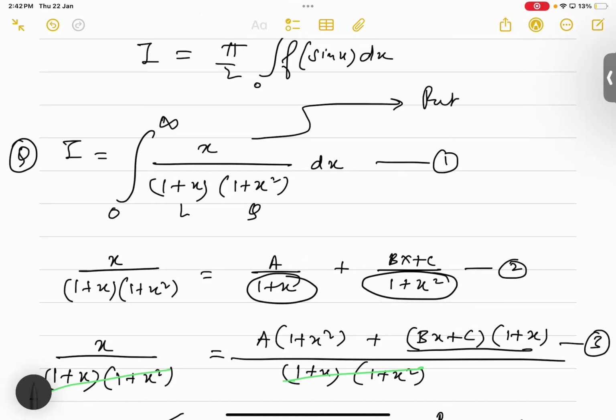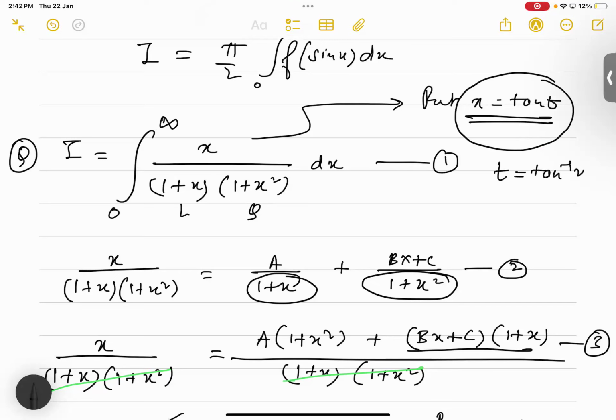You can put x is equal to tan t here. Why tan t? Because of 1 plus x square. 1 plus tan square is x square. Try with this, come on. X is equal to tan t. And how to change the limits? If x is equal to tan t, what is t? Tan inverse x. Okay? X equal to 0 and x is equal to infinity. So what is t? Tan inverse 0 is 0 and tan inverse not defined is 90, pi by 2.